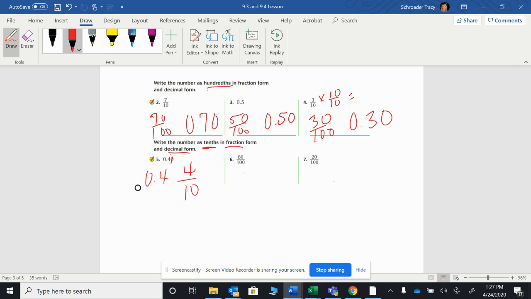81 hundredths means I'm going to divide my numerator and my denominator both by 10. And I come up with 8 tenths as a fraction or 8 tenths as a decimal. And the same thing for 21 hundredths. Divide my numerator and denominator by 10. 20 divided by 10 is 2. 100 divided by 10 is 10, so 2 tenths, or as a decimal with a 2 in the tenths place.